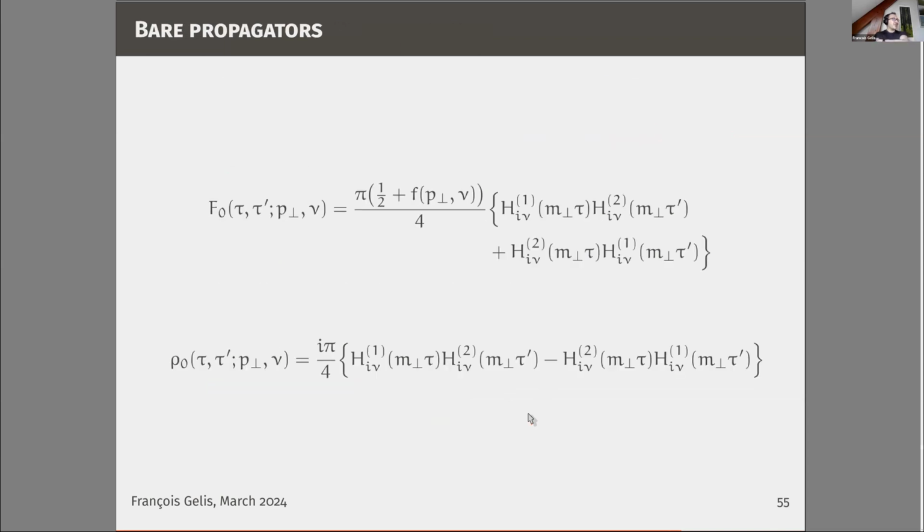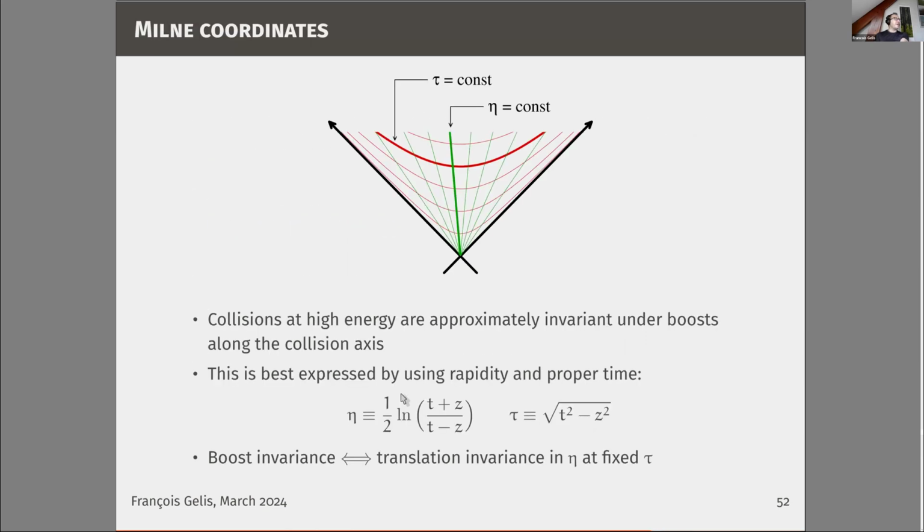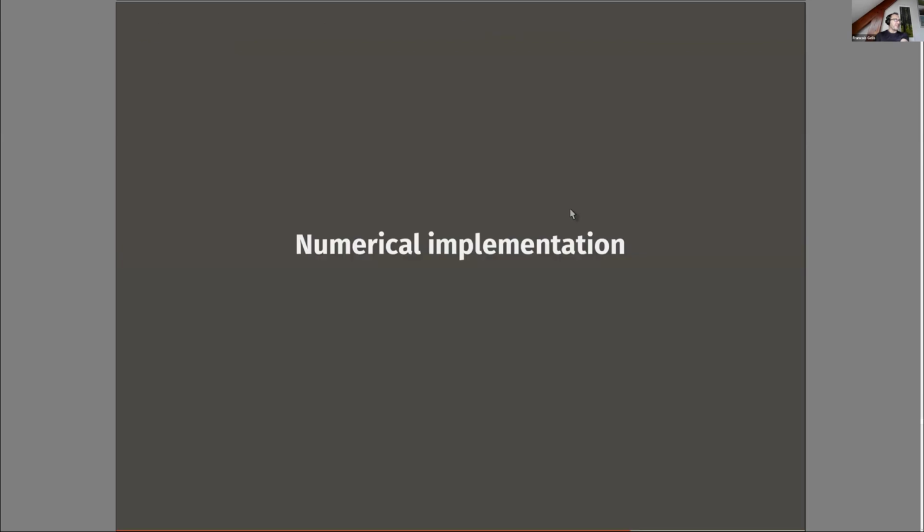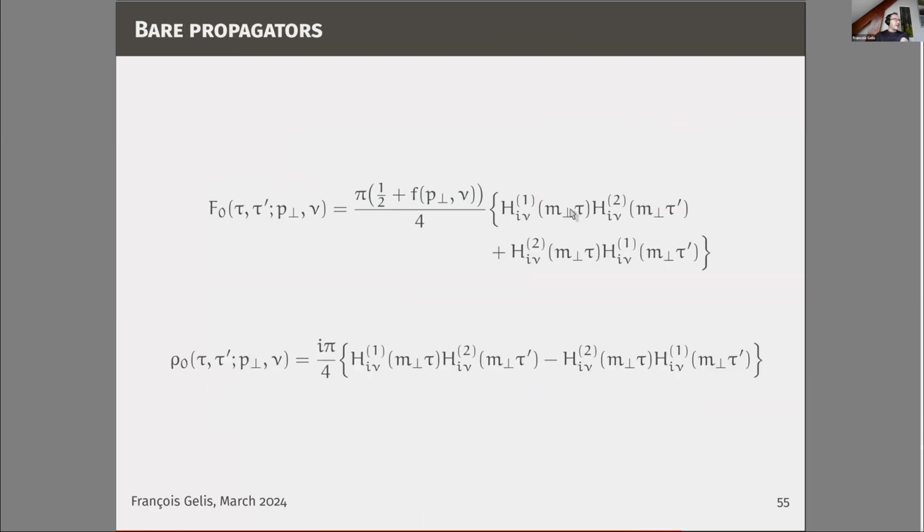So let me first flash the formulas for the free propagators to explain why we need the Hankel function. The F0 and ρ0 propagators are given by these formulas in terms of Hankel functions. And they are needed here, you see, when you compute the counterterms, you have integrals over momenta, and in the integrand you have these vacuum propagators. So we had to write some piece of code for calculating Hankel functions.